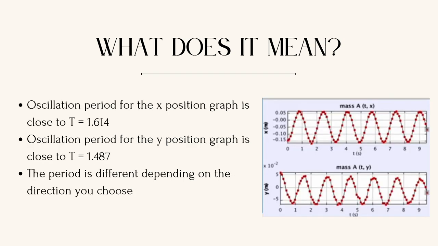The oscillation period for the x position of the graph is close to T equals 1.614. And the oscillation period for the y position of the graph is close to T equals 1.487. The period is different depending on the direction you choose. All right, that's all. Thank you.